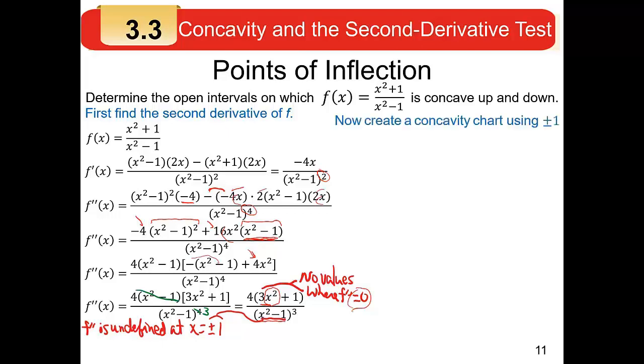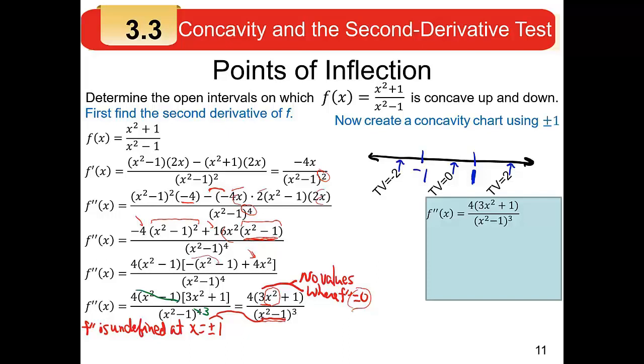So I don't get anything from the numerator, I only get things from the denominator, but I still have to break my concavity chart up based on those values. So plus or minus 1 go on my concavity chart. I take test values, maybe a minus 2 to the left of minus 1, a 0 between minus 1 and 1, and a 2 to the right. Plug them into the second derivative, always concavity, second derivative.